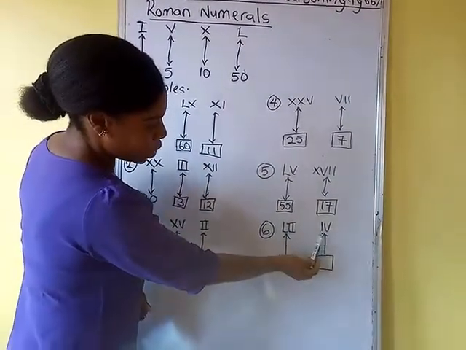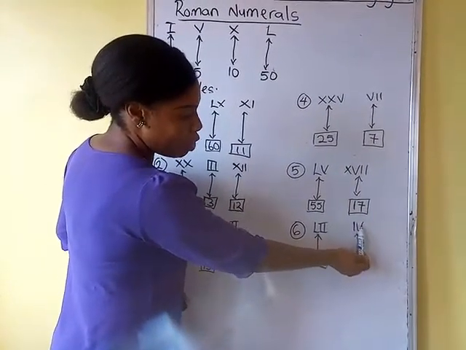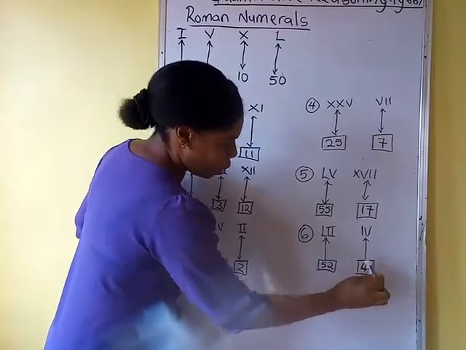Then we have this IV. I is a smaller number. V is 5. 5 minus 1 is 4. So you have 4 in the box.